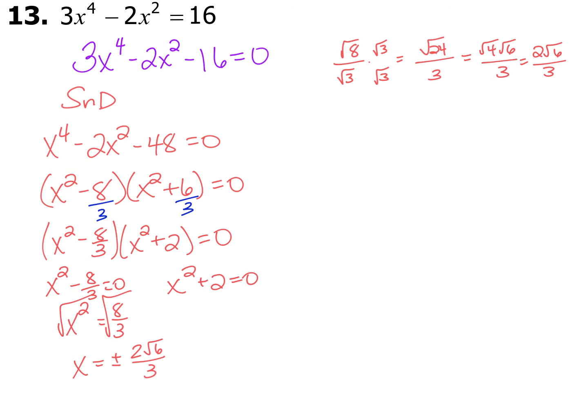And then for my second factor, I have x squared is equal to negative 2. Therefore, that solution is x is equal to plus or minus i times the square root of 2. So for my solution set, I have x is equal to plus or minus 2 root 6 over 3 and plus or minus i times the square root of 2.